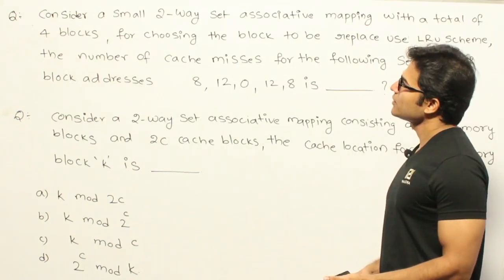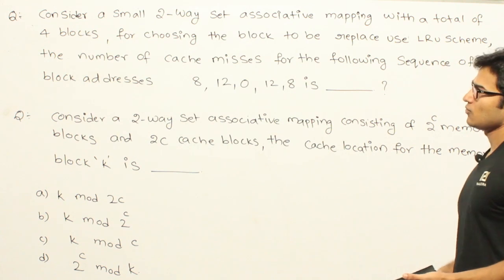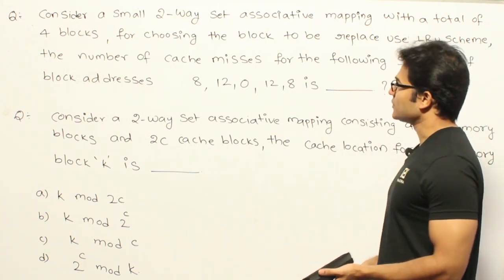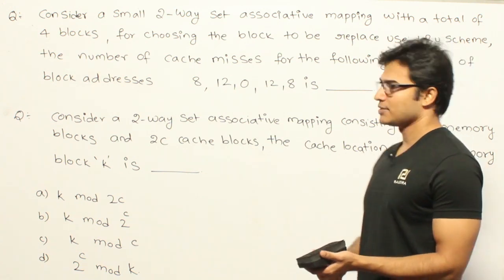Let's see this question. First one, consider a small two-way set associative mapping with a total of 4 blocks. For choosing the block to be replaced, use the LRU scheme. The number of cache misses for the following sequence of block addresses is.